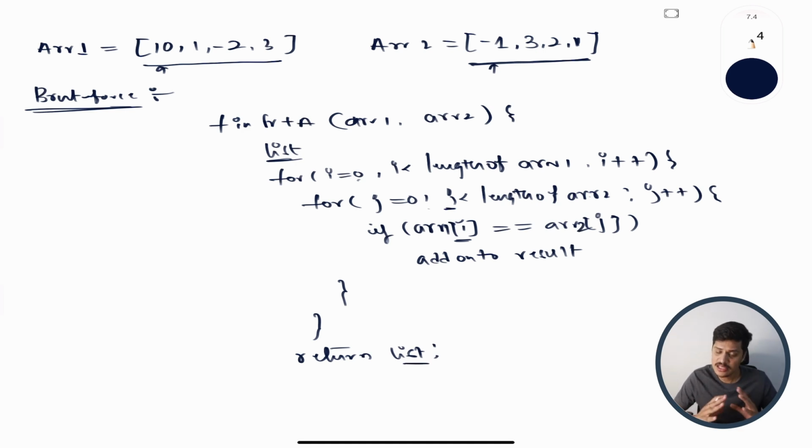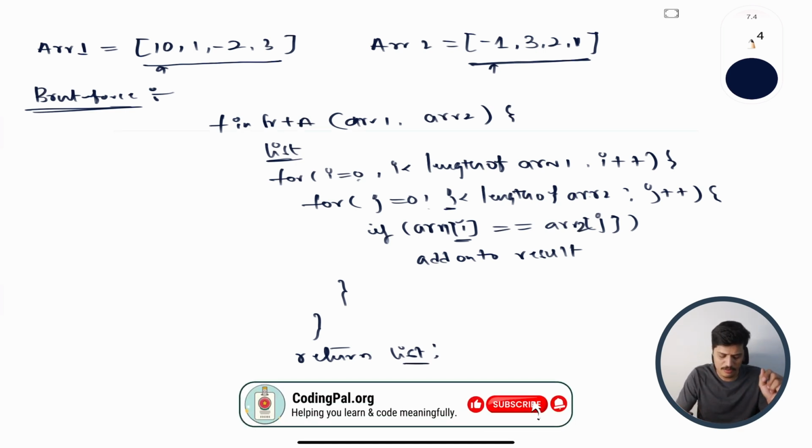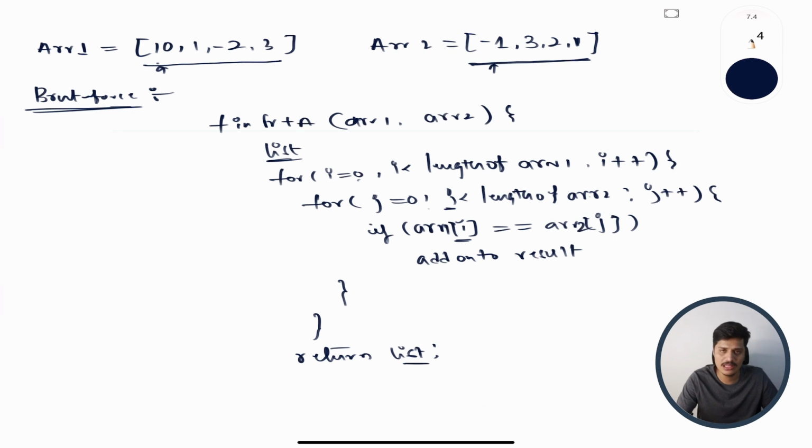So this is the brute force approach. What we have done is we picked up the value from the first array and compared that value with the values we have in the second array. That is pretty much straightforward.